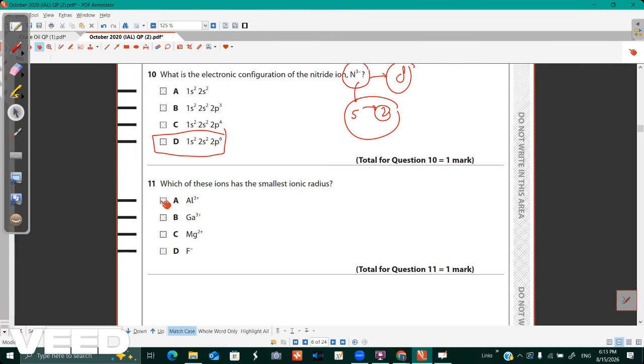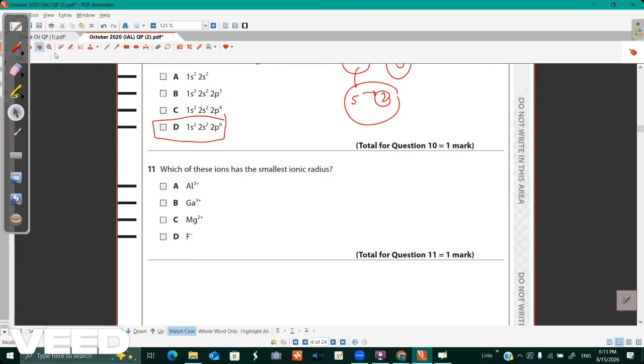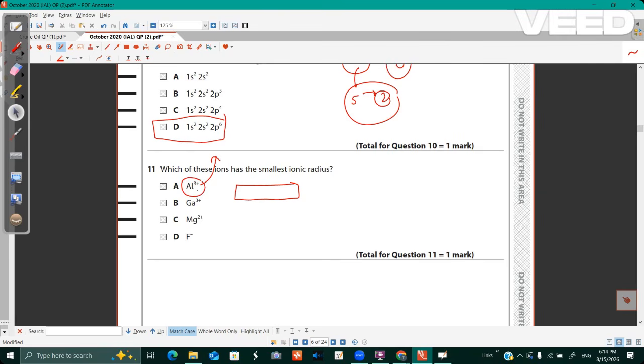Which of these ions have the smallest ionic radius? Now be careful. You may feel like it is aluminium 3 plus. But remember, ionic radius depends on the shell also. If they are on the same period, same number of shells are there, then the one with more charge is shrinking more. It must be the ion with the smallest radius. So you feel like it is aluminium, but be very careful. That is why you should look at the other ones also.